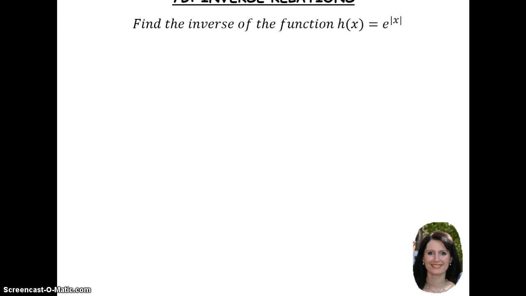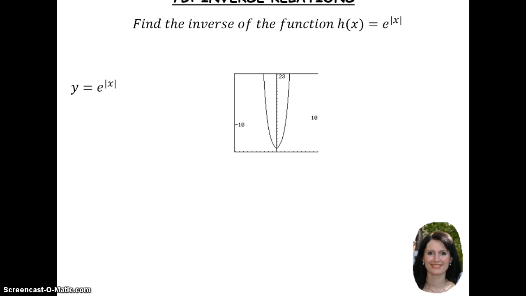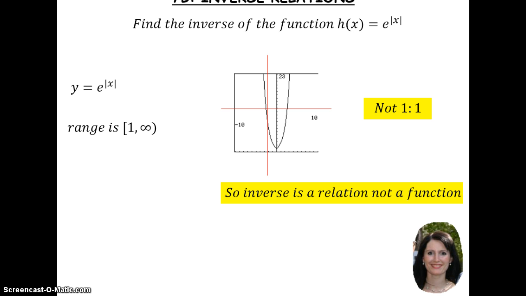Next, we want to find the inverse of h of x is e to the power of modulus x. So once again, let's swap x and y. Here's the graph of e to the power of mod x, by the way. And the range of that graph is 1 to infinity. Just to show you, if we do the straight line test, we see, well, it's a function but not a one-to-one function. So the inverse is going to be a relation.